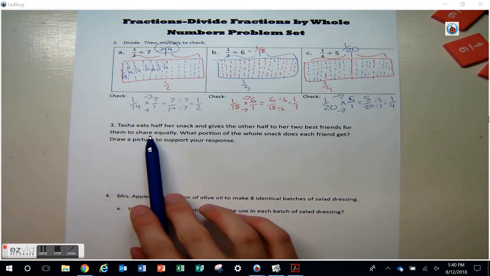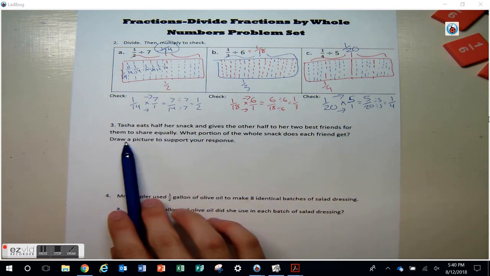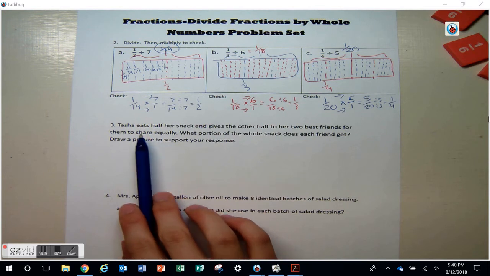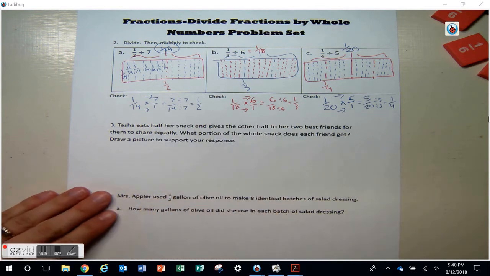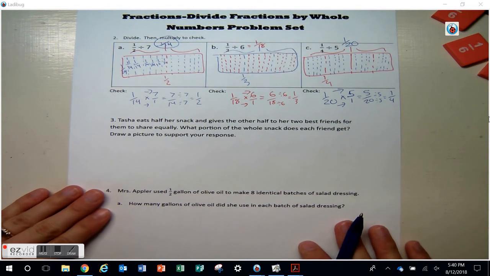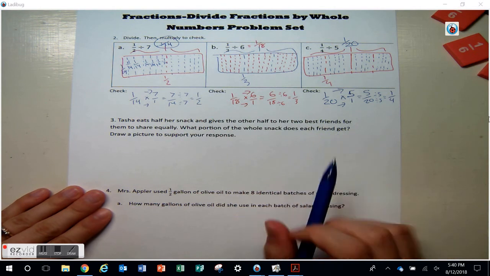Here we go. Tasha eats half her snack and gives the other half to her 2 best friends for them to share equally. What portion of the whole snack does each friend get?